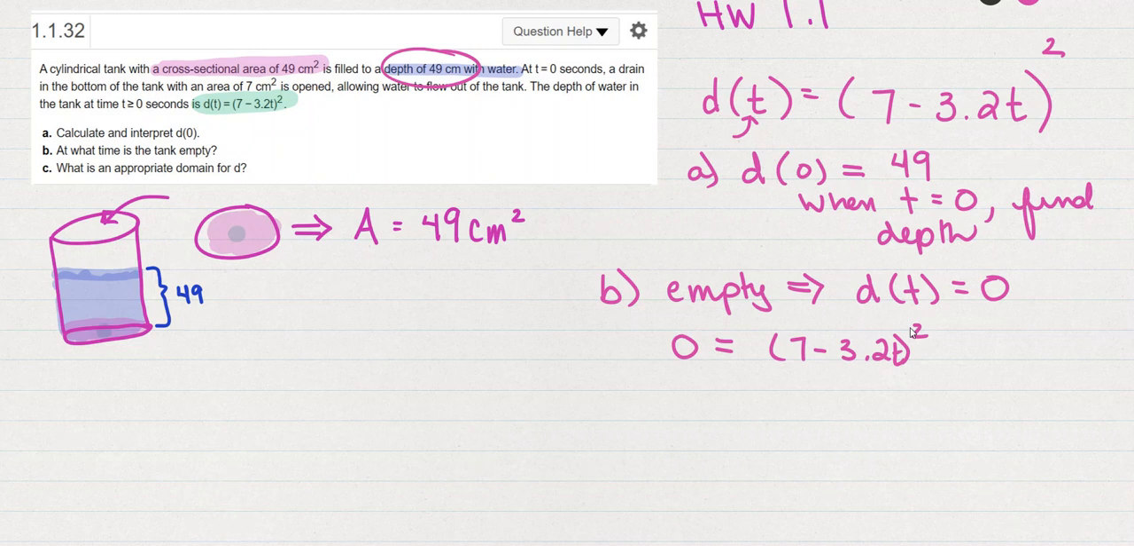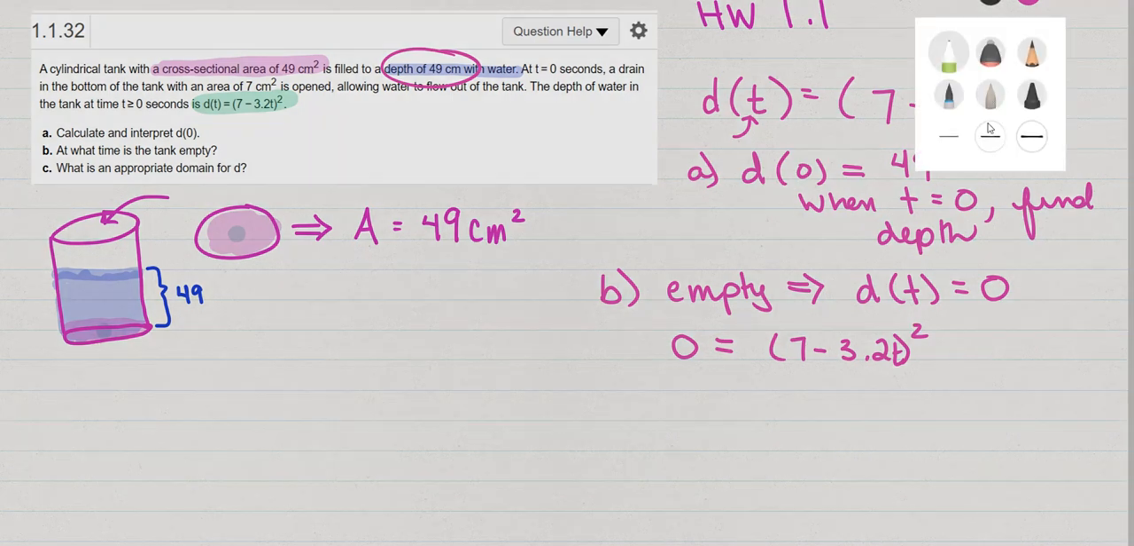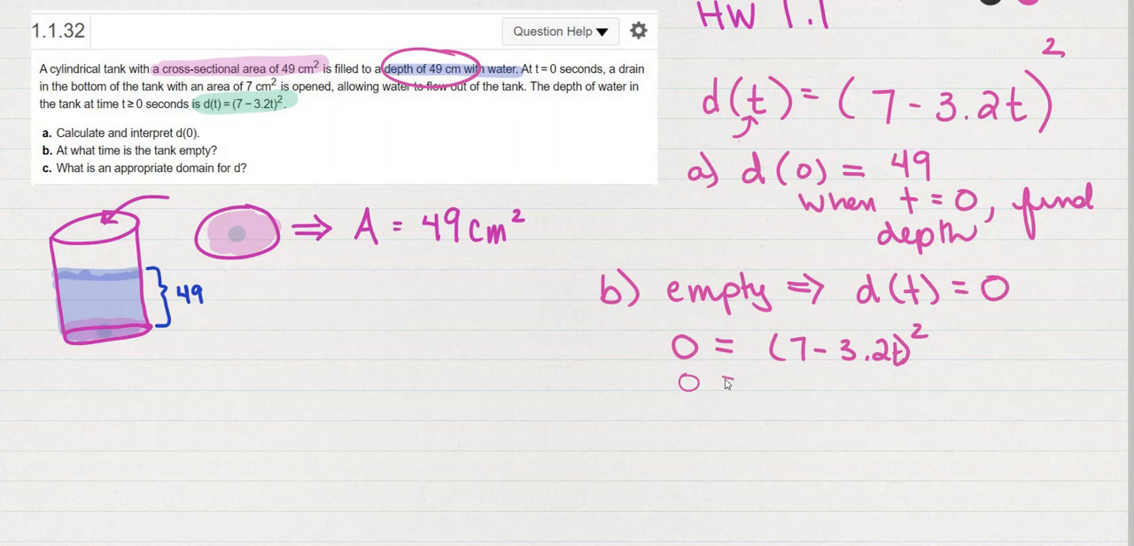So this part B is asking us to set the function equal to 0. If d of t is equal to 0, then the quantity 7 minus 3.2t squared is 0. So here we have a quadratic equation. We've got it set to 0. Solve the quadratic equation. And what may throw some students off about this is that the first step is actually done for you.